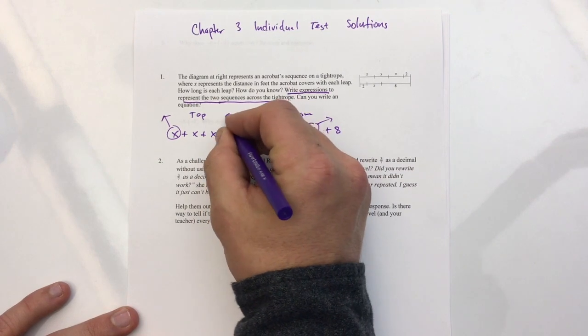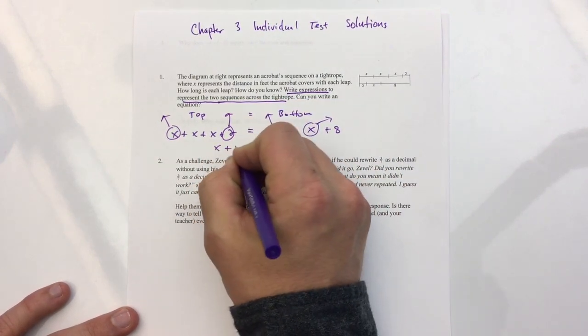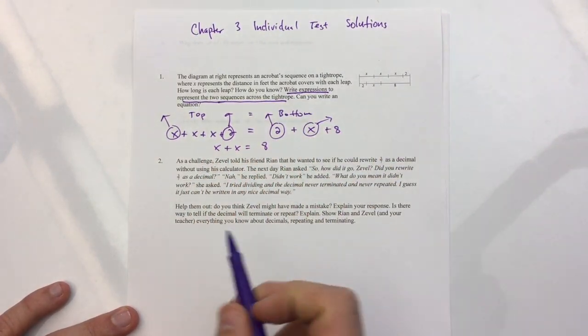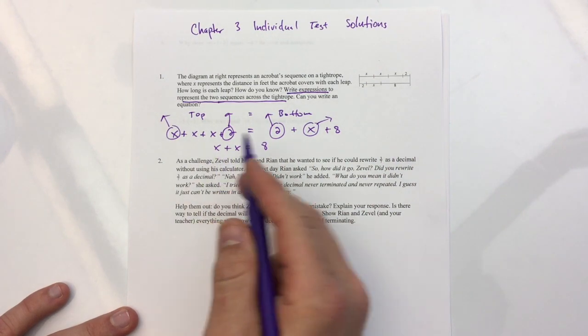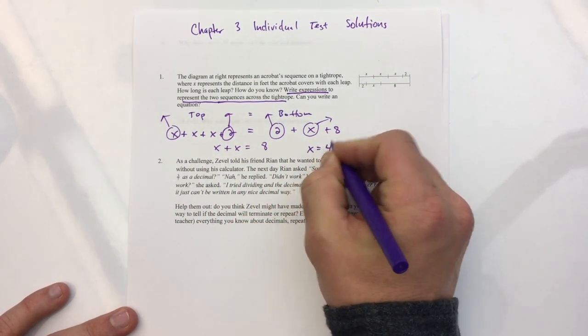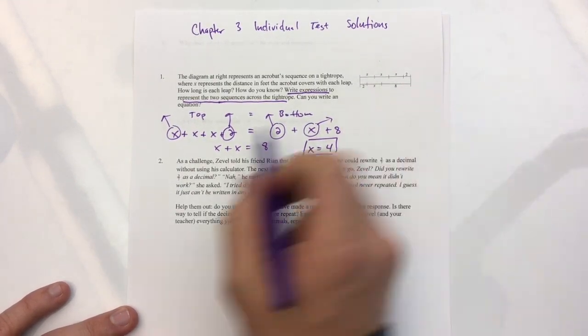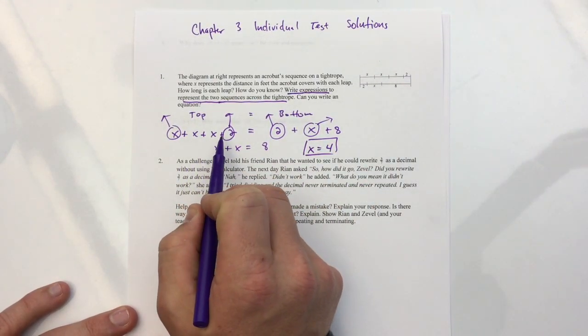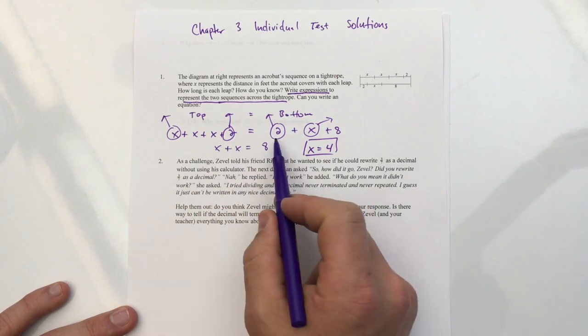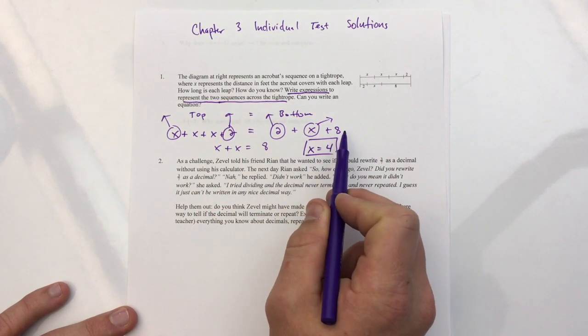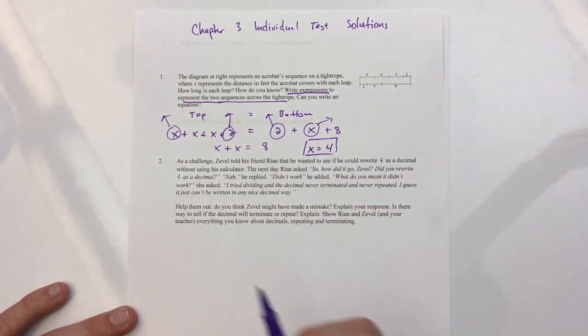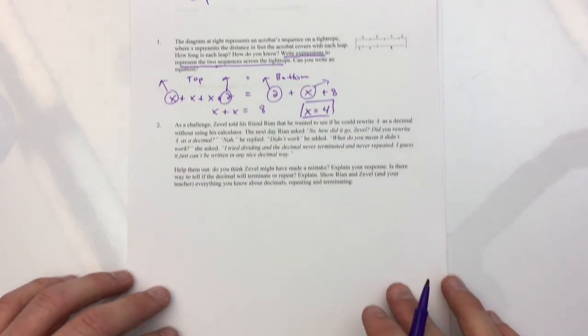I can get rid of that, and I'm left with x plus x equals 8, and I know that all x's are the same, so x must equal 4. And I can verify that by plugging it in. 4 plus 4 plus 4 is 12, plus 2 is 14. 2 plus 4 is 6, plus 8 is also 14. So both sides equal 14. That's how I know it's true.